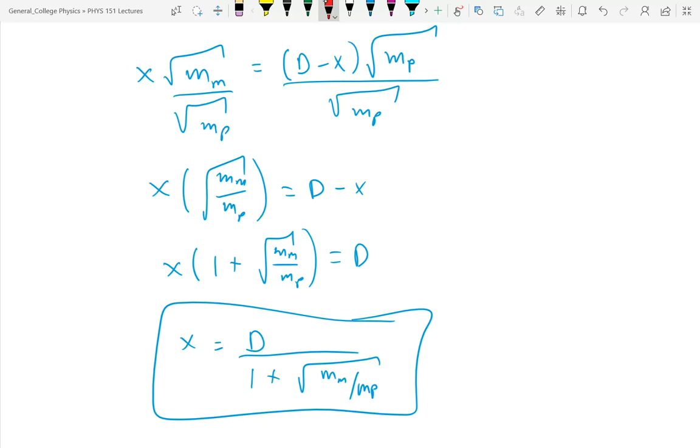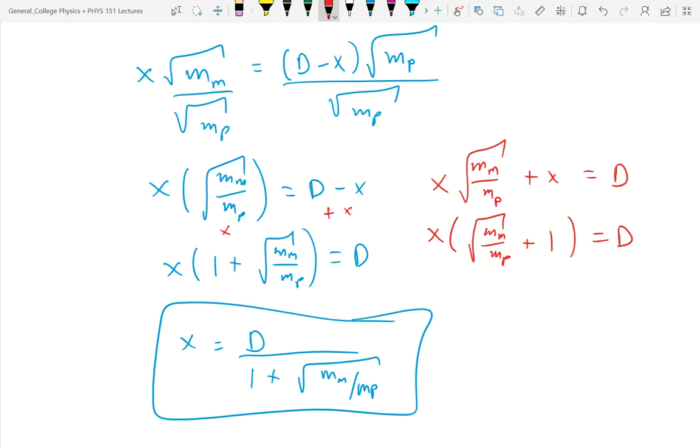I added X to both sides. So I had X times square root of mass of the moon over mass P plus X equals D. And then I factored out the X. So to keep things in the same order, that's what you get if I kept them in the same order. The things in red are what I didn't show for the intermediate steps. Any other questions? I think I did show all the intermediate steps beyond that.